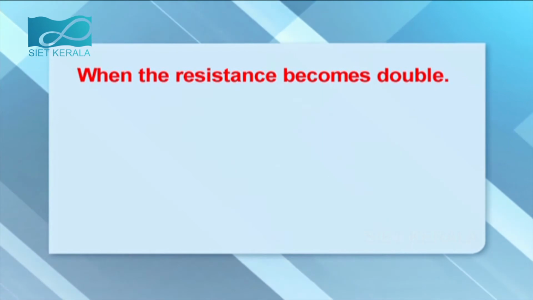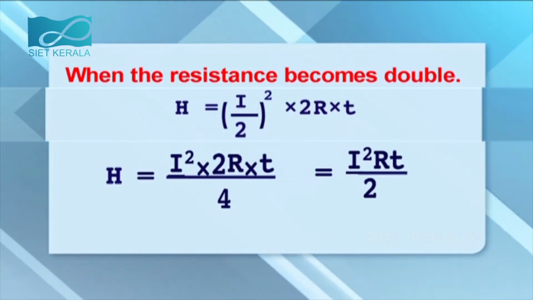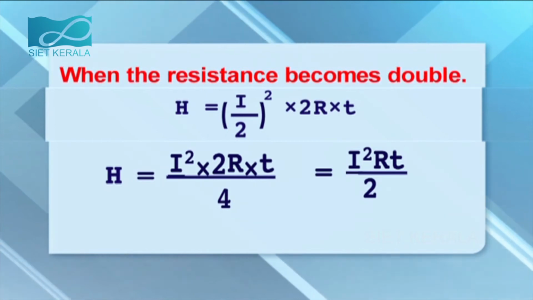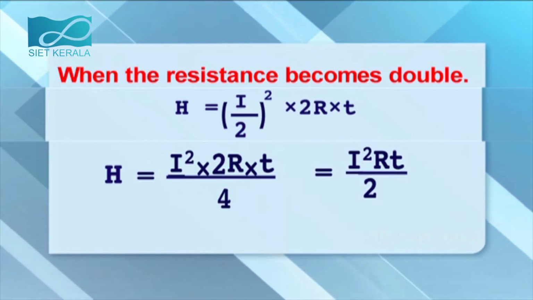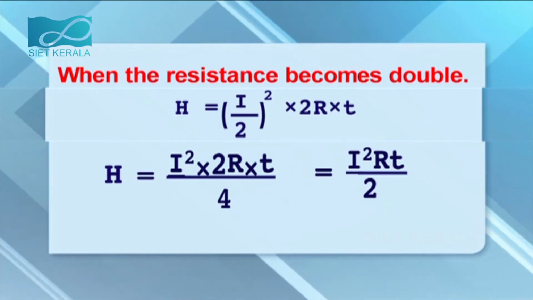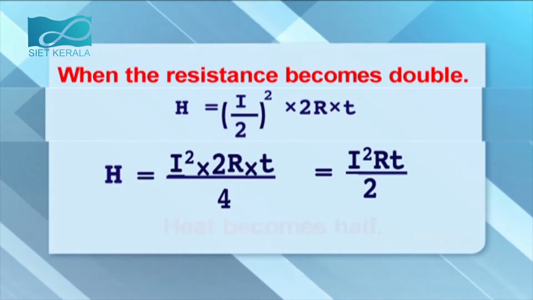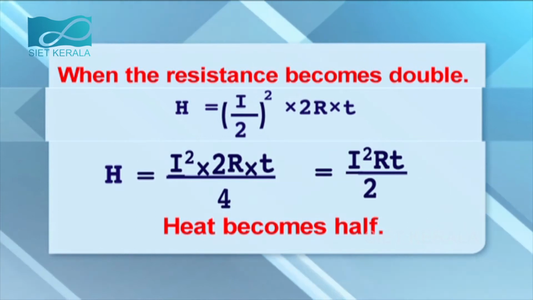What if the resistance in a circuit is doubled? On doubling resistance, current becomes half. New current is equal to I by 2. Heat equals I by 2 into I by 2 into 2R into T, which is equal to I squared RT by 2. That is, heat becomes half the former on doubling the resistance.